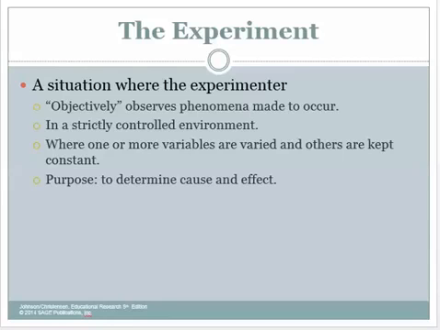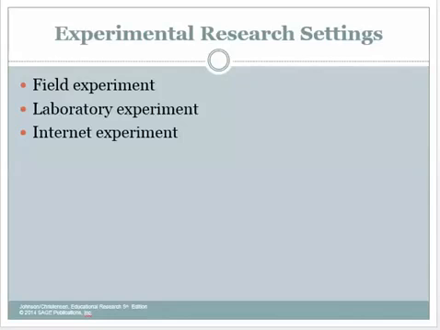This chapter has a lot of vocabulary, so you might even make yourself a little list. Make sure you're familiar with the idea of random assignment, of the extraneous variable, of manipulation. Okay, so here we go. Some examples of experimental research.